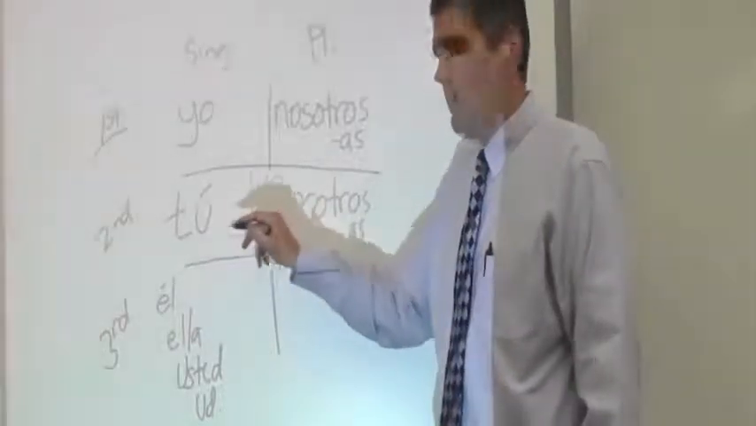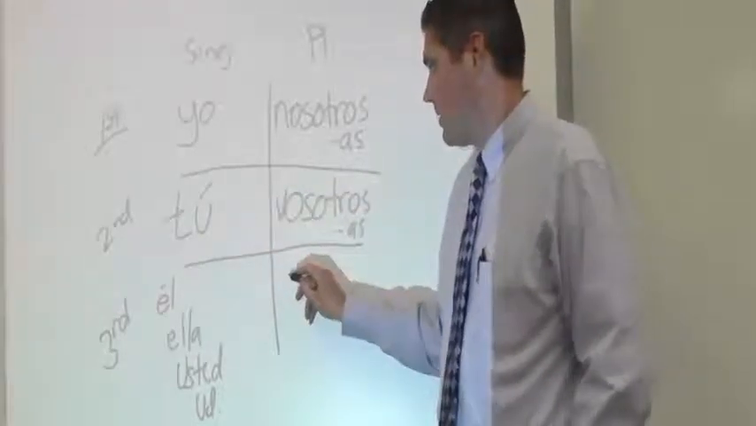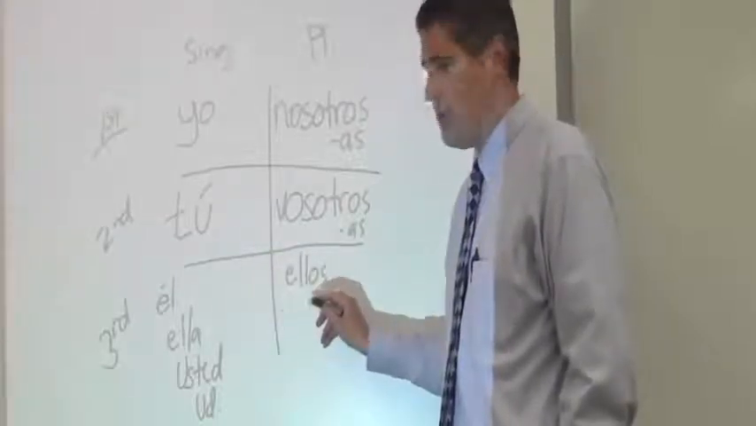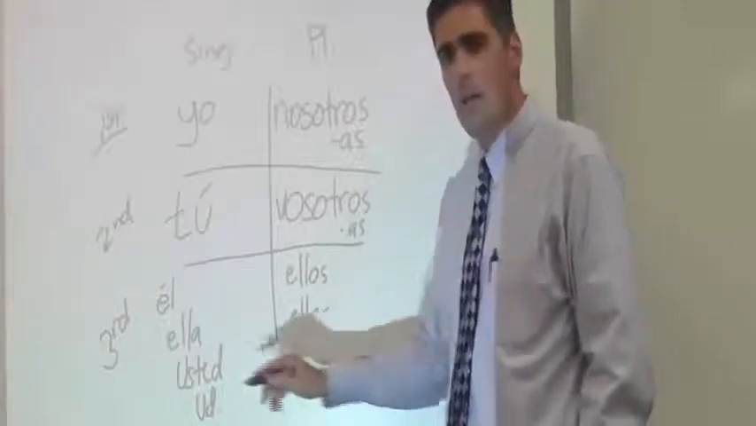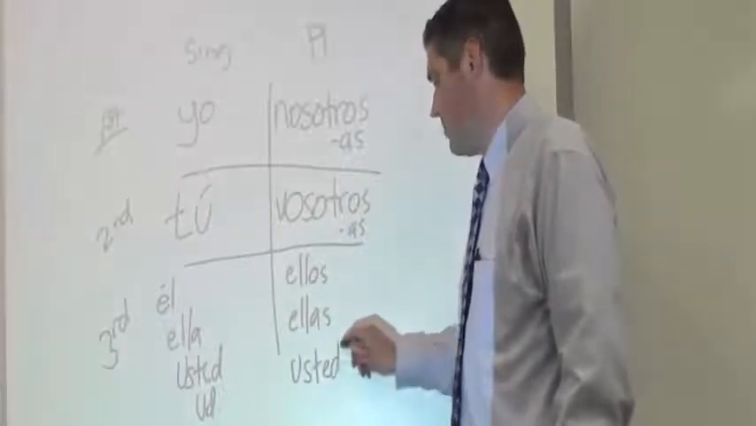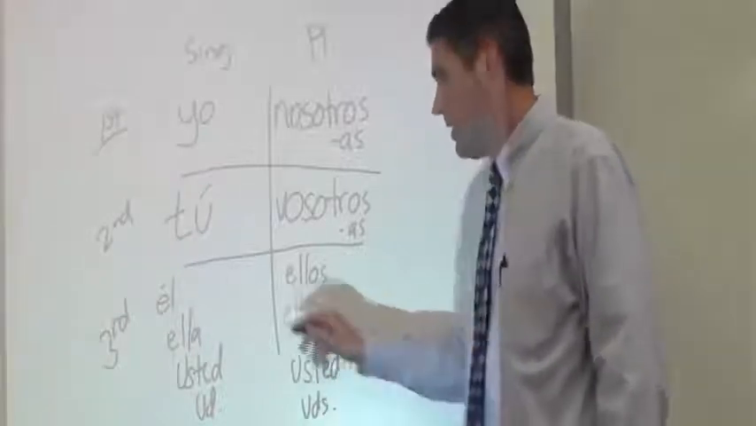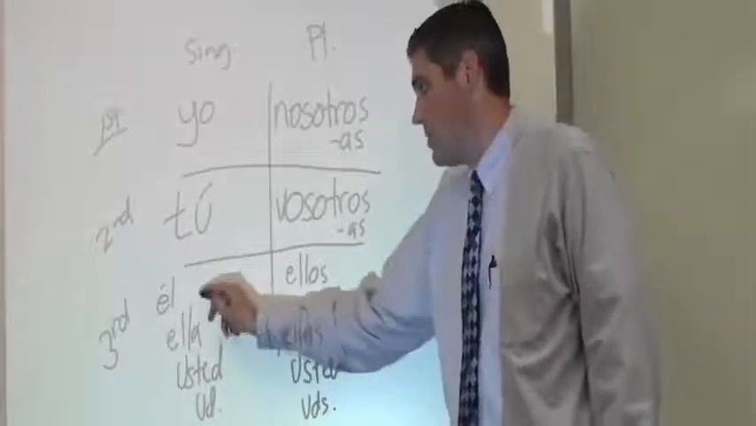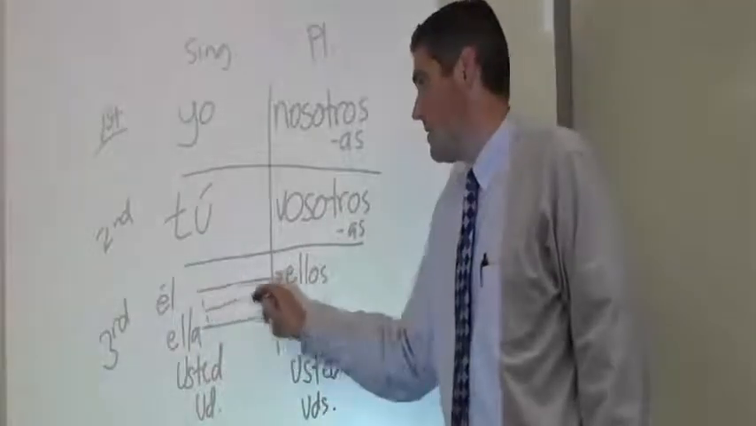Now in Latin America, most all of Latin America, we don't use the vosotros. We'll get to what we use there in just a moment. The plural of he, ellos. The plural of she, if it's they and it's a bunch of girls, it's ellas. And if you're using usted with a bunch of people, ustedes, often abbreviated Uds. Now, if it's plural guys and girls, it would go to ellos. If it's a mix, it'll go up there.